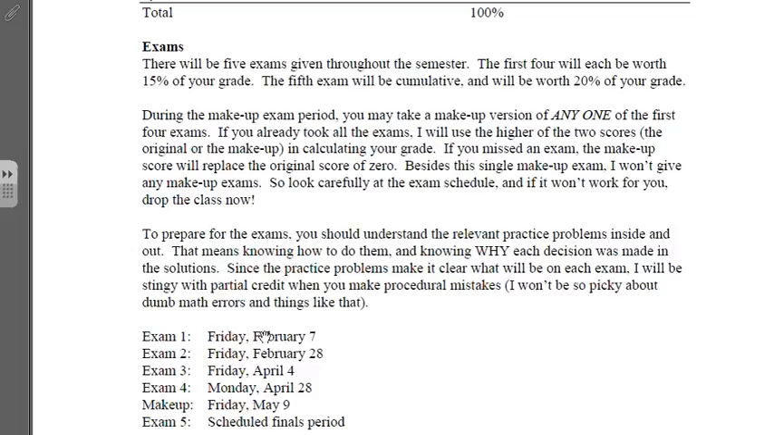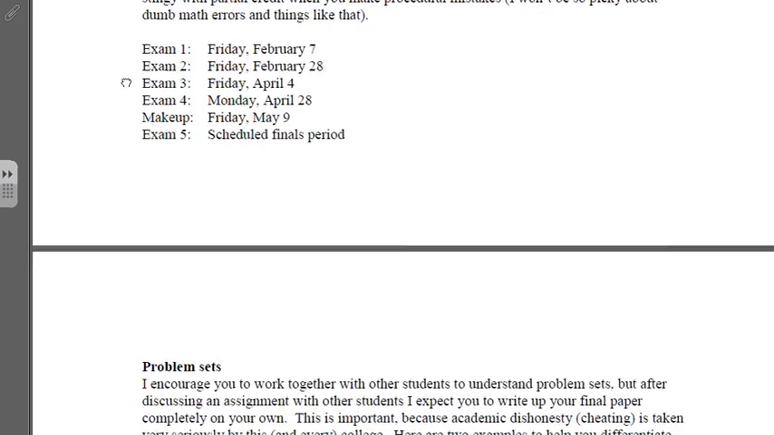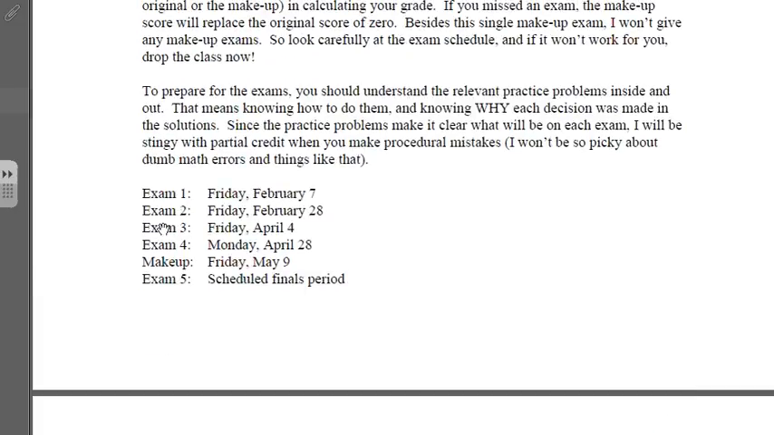Okay, so those are the exam dates. I'd say look at your schedule now, right after class, and see if that works. And if more than one of those don't work, we need to talk about it. Any questions about exams? Those are all during the class period, right? Right. Yep.